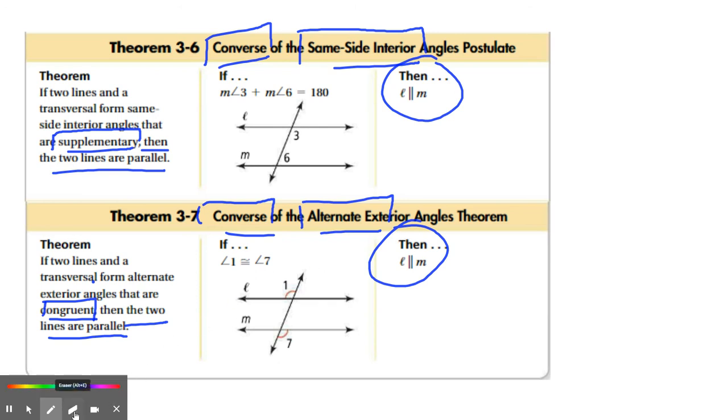All right, so look forward. I've got 6 problems. We'll do 2 each video covering these proofs.